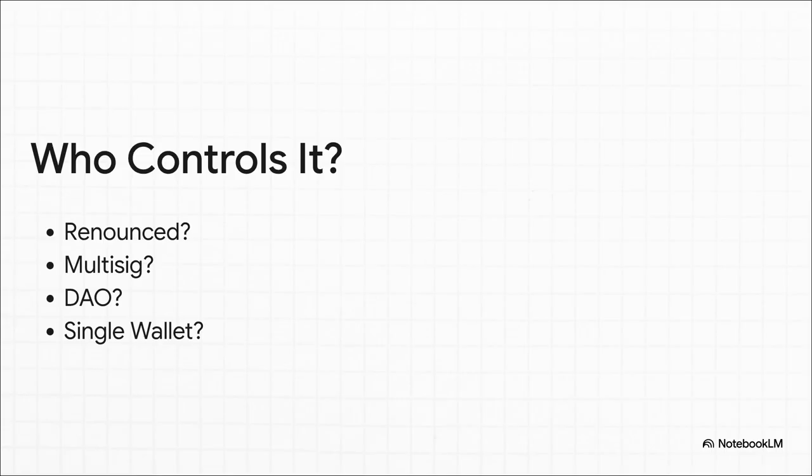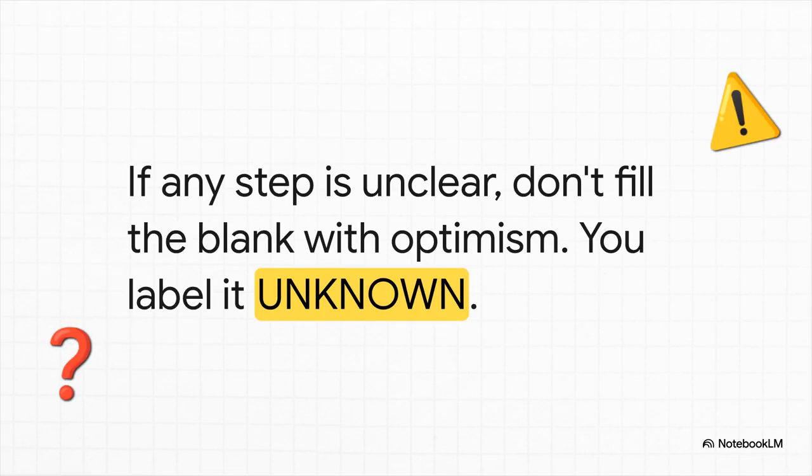Is it a DAO, where token holders vote? Or, and this is the one you gotta watch for, is it just a single regular wallet? The answer to that question changes everything. Now, here is probably the most important rule of this whole thing. If you're looking for answers to any of these questions and you just can't find clear proof, you do not get to be optimistic. You don't just assume everything is fine. You have to label that point unknown. Because uncertainty, my friends, is its own kind of risk.